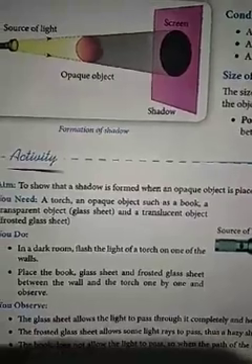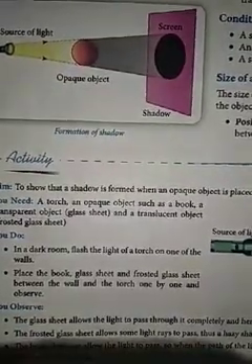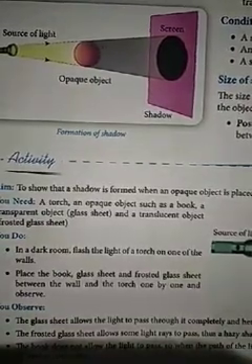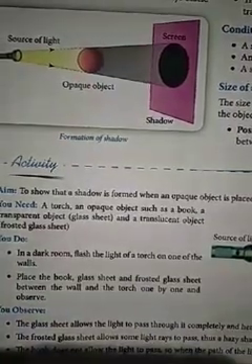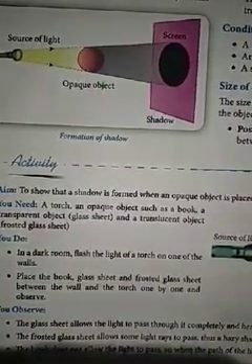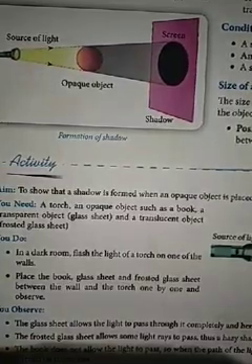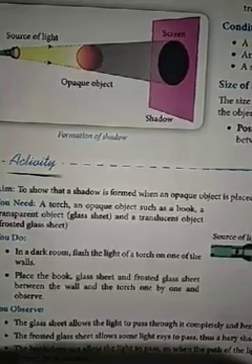Position of the screen. If the distance between the object and the source of light is kept constant, and if the screen is moved away from the object, then the size of the object's shadow increases. If the screen moves towards the object, the size of the shadow decreases.